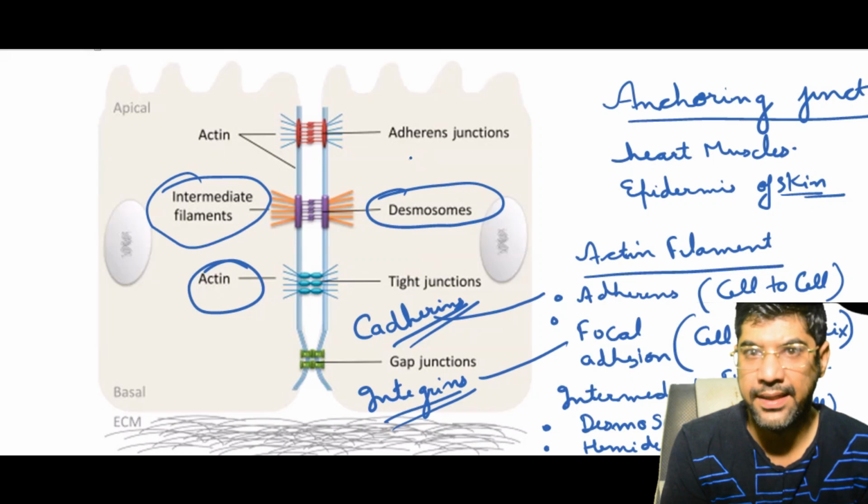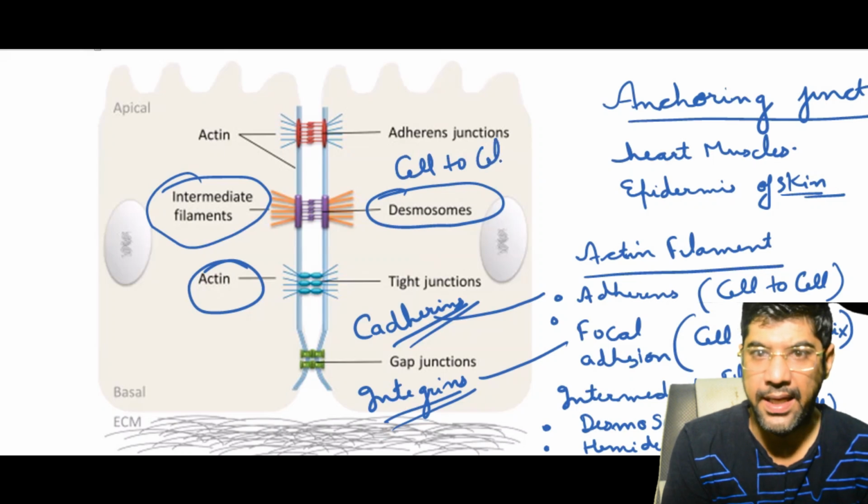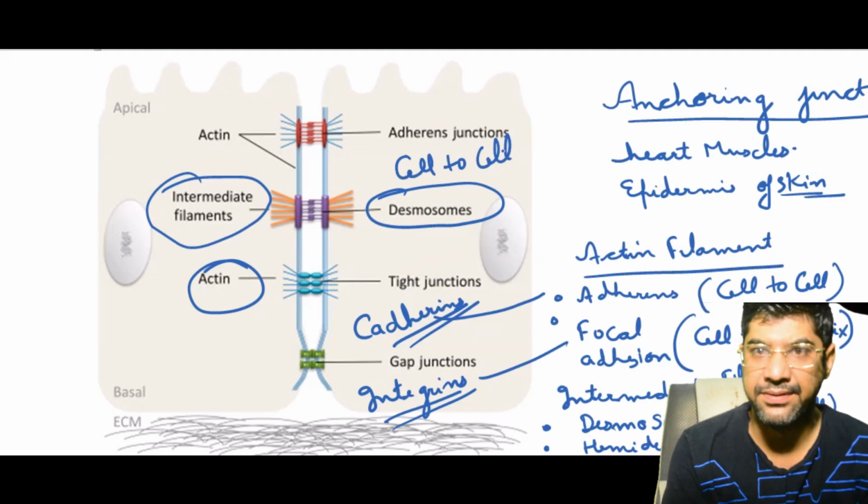Others are the focal adhesions. These are cell to matrix junctions. They connect a cell to the matrix, connecting the actin filaments of the cell to the extracellular matrix. In the epithelium of various organs, these junctions link the cell with its basal lamina. The protein responsible for holding the cell membrane to the matrix is the integrin protein.